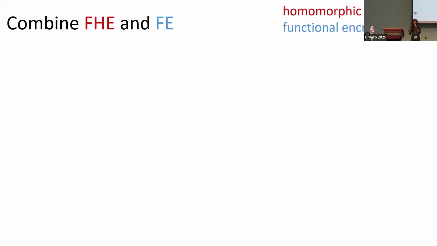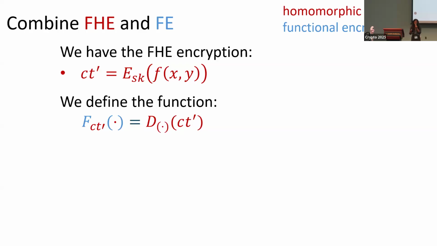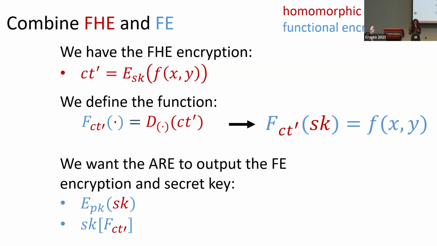Okay, so now we go back to our construction from before using FHE, and we combine it with FE now. So like before, we had the encryption of f of xy. We want to compute this decryption function where the input is the secret key, and this would give us our desired output. So now, given this information, we have this function capital F, and we want to compute this function on the encrypted input. So what we want our ARE to output is the encryption of the FHE secret key, which is the input to our capital F function. And we need the function secret key for this capital F function.